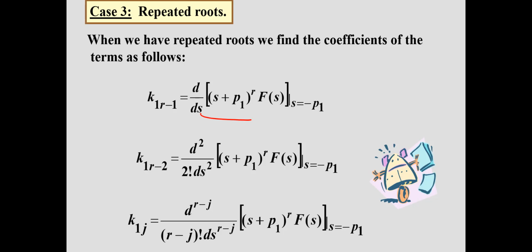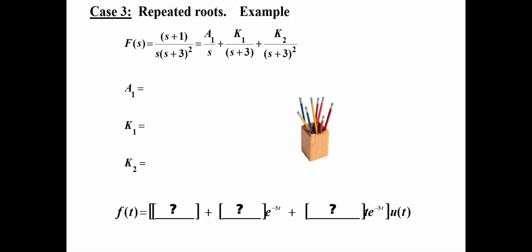And K1 r minus 2 is the second differential of s plus p1 power of r Fs, when s is equal to minus p1, similar because the root is similar. And then K1j is 1 per j factorial, d power of r minus j per ds power of r minus j of s plus p1 power of r Fs, when s equals minus p1. So it's like this one. This one is s plus 1 per s multiplied by s plus 3 squared, is equal to a1 per s. So we can make the division of this equation become a1 per s plus K1 per s plus 3 plus K2 per s plus 3 squared.